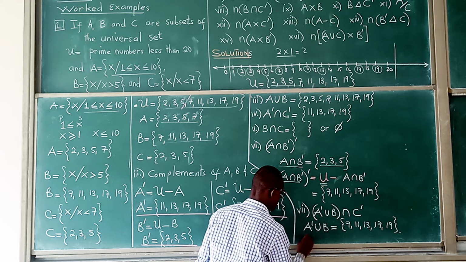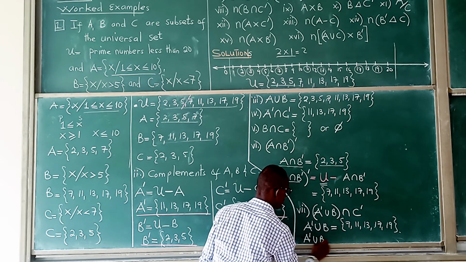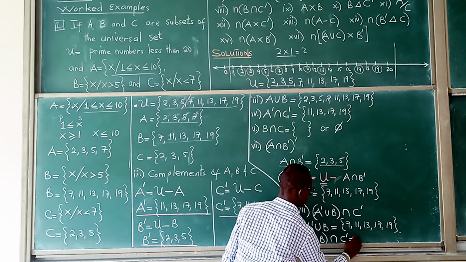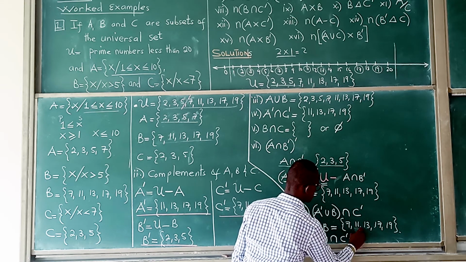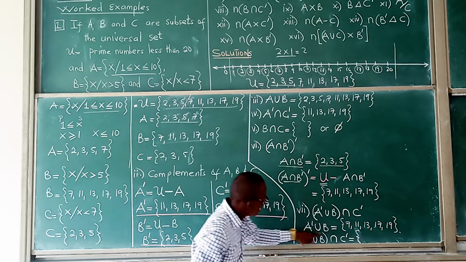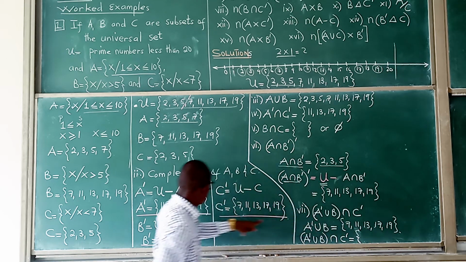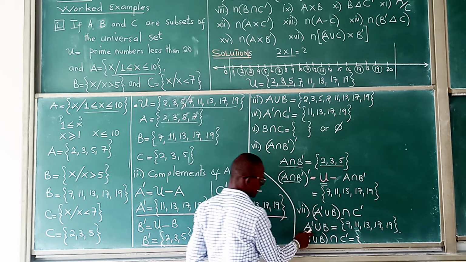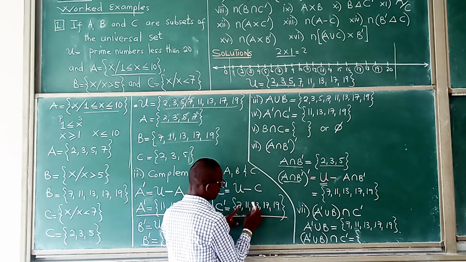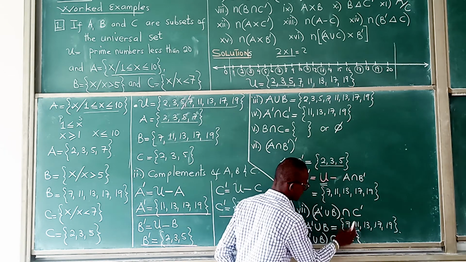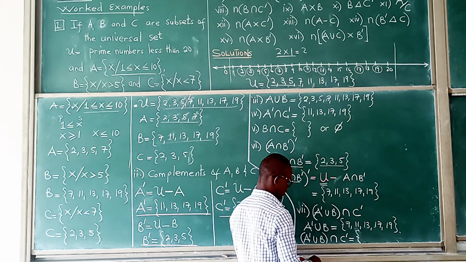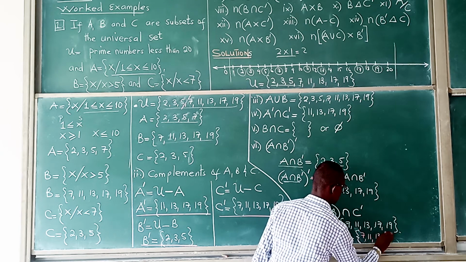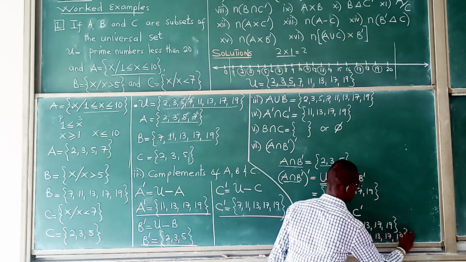So now we can find A prime union B intersect C prime. Within this set that we have just found, we look within C prime. This is C prime. What are those elements that are within C prime that are also within this set we just found? So you have 7, 11, 13, 17, and 19. Also here we have 7, 11, 13, 17, and 19. So the intersection is just 7, 11, 13, 17, and 19.